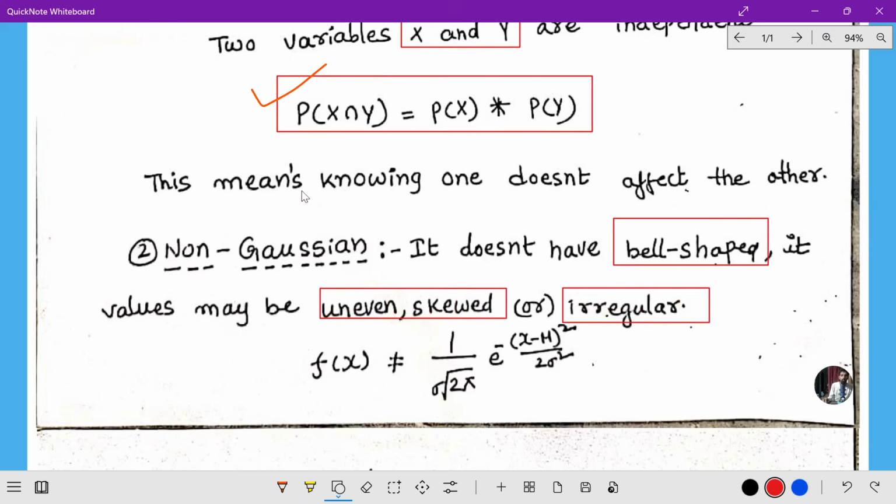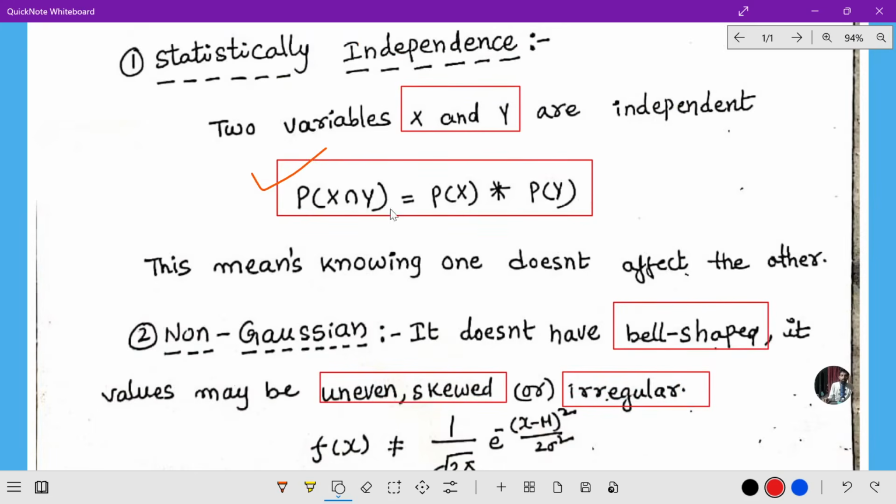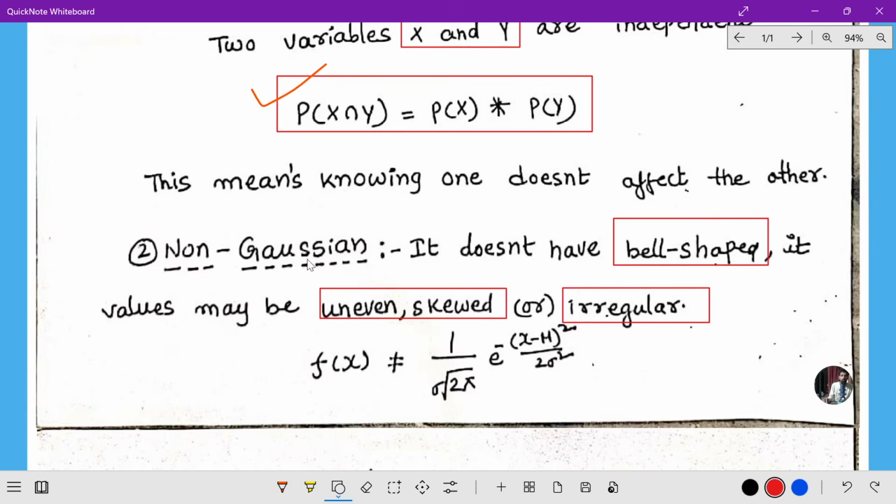This is the formula for statistical independence. But if we come to non-Gaussian, the formula is f of x not equal to 1 by sigma square root of 2 pi e power minus (x minus mu) square by 2 sigma square. Remember the important point: not equal to. This is called non-Gaussian. When it comes to Gaussian, instead of not equal to, just equal will come. So when I say non-Gaussian, we have to use not equal.